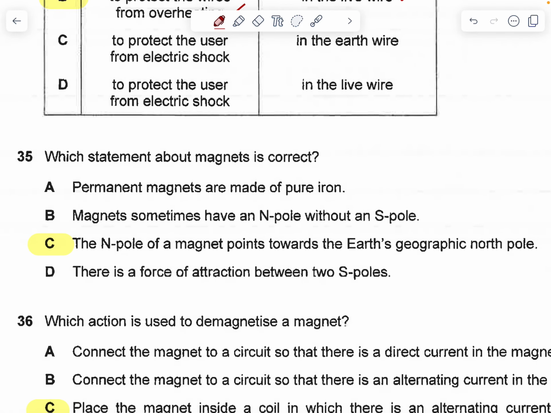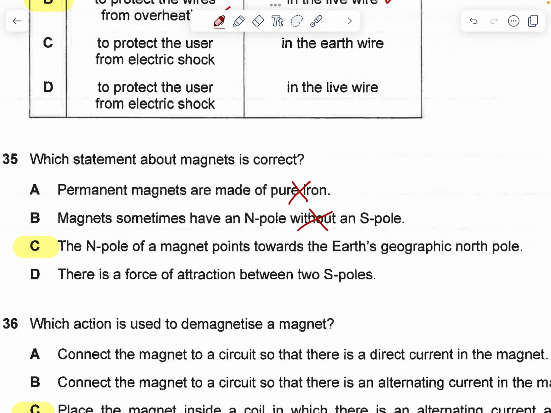Okay, which of the following statements about magnets is correct? They are not made of pure iron. They can be made of iron or sometimes steel. Okay, a magnet must always have both south and north poles. Okay, the north pole of a magnet points towards the Earth's geographical north pole. Okay, there is a force of attraction, which is wrong, repulsion between like poles. Attraction is for unlike poles.